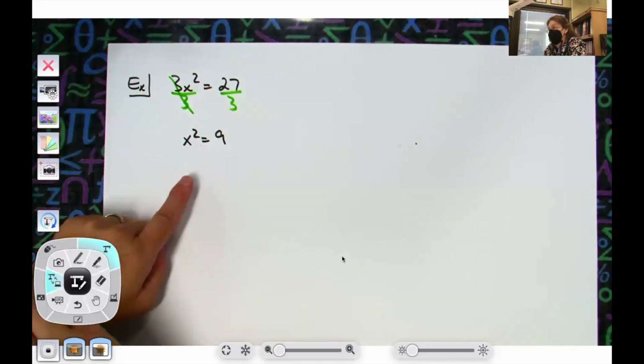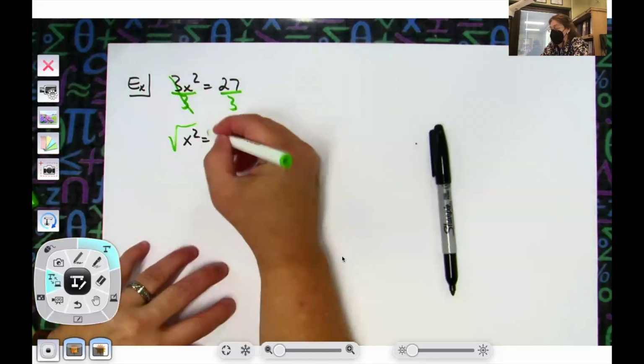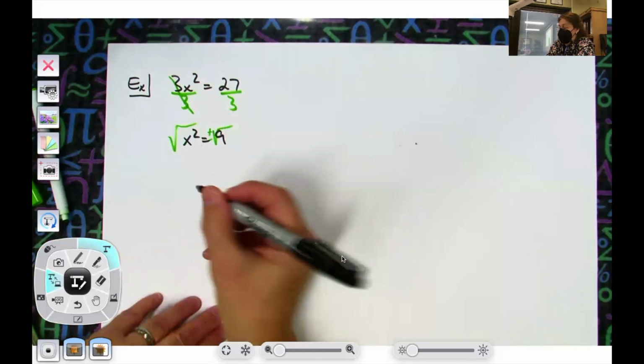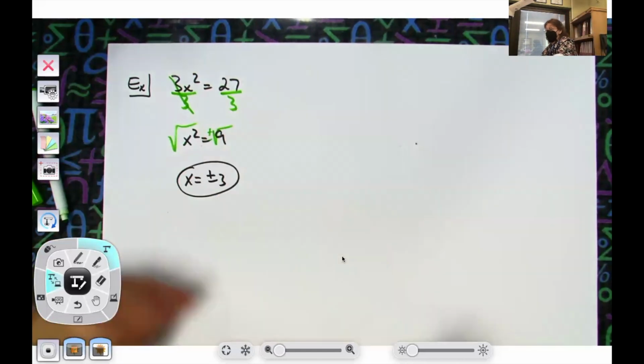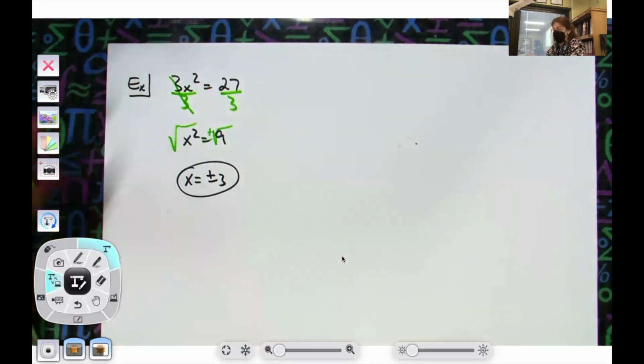Took the square root of both sides? That's the square root property. Okay, so you take the square root of both sides. What do you have to remember on this right-hand side? Plus or minus? Okay, so x is equal to plus or minus 3. Like I said, you could move the 27 over, you could factor, but because that's so simple, you can just take the square root of both sides.